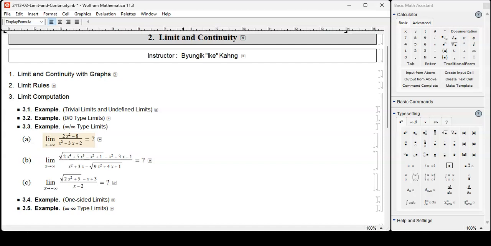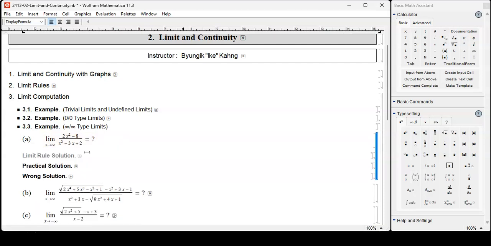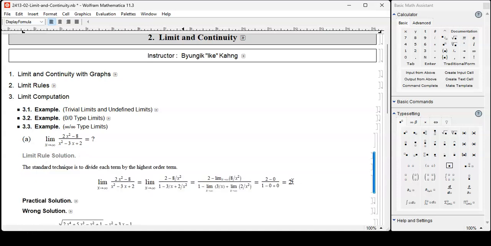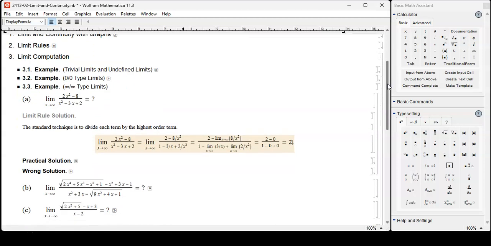Alright, how do we handle this problem here? And I have a limit rule solution here, excuse me. But I do not recommend it. Divide each by the leading term. X squared is highest degree term. Divide each by highest degree term and apply the limit rule.